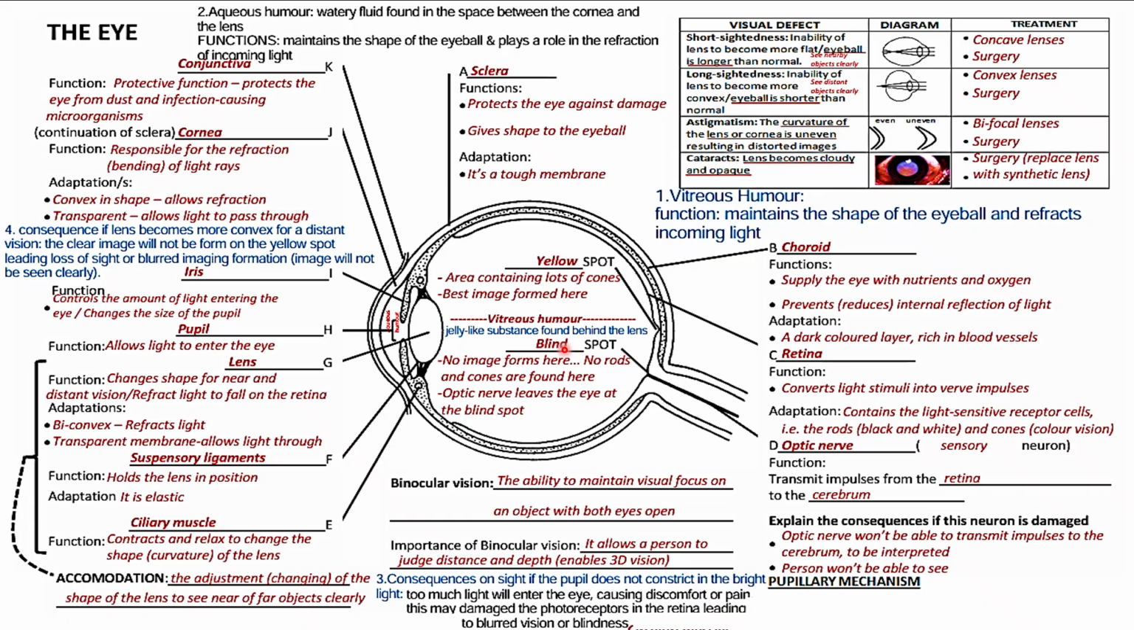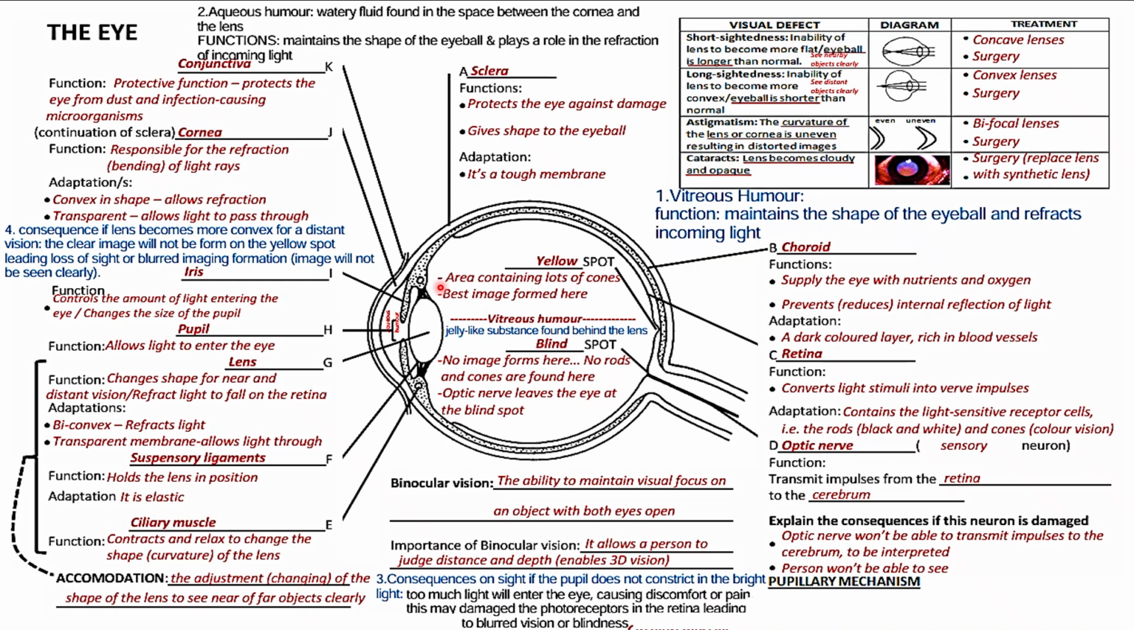Remember, there are two humors here. There are two fluid-filled layers in the eye, the vitreous humor and the aqueous humor. So let's go to the aqueous humor. What is it? It is a watery fluid found in the space between the cornea and the lens. What does it do? It also maintains the shape of the eyeball, and it plays a role in refraction. So both the aqueous humor and the vitreous humor perform very similar functions.